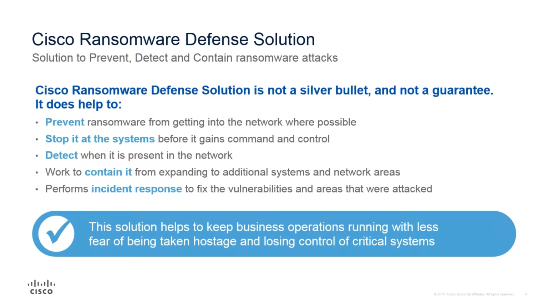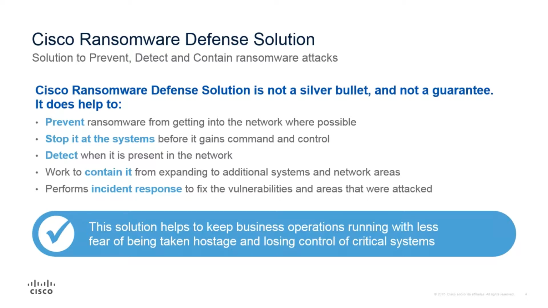Now, I want to point out this is not a silver bullet. It's not a guarantee, because we all know that there's no detection or prevention method that can ever block 100% of advanced malware all the time. It's just not realistic, but our solution is extremely effective. The Cisco Ransomware Defense Solution is comprised primarily of AMP, or Advanced Malware Protection, and Cisco Umbrella. Those are the products that we're going to talk about today.